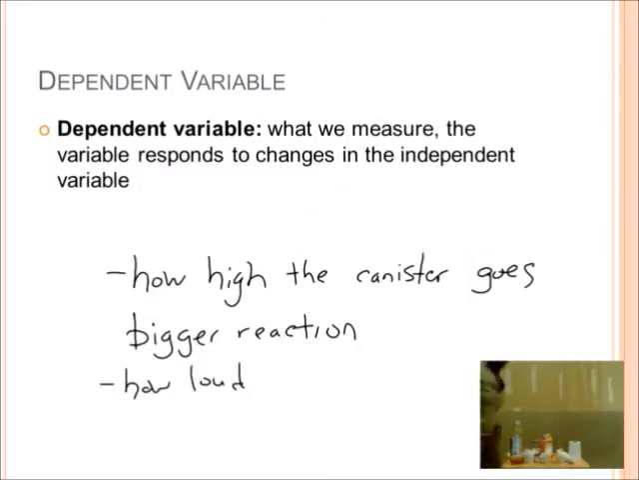The dependent variable is what we measure in an experiment. For this particular experiment, we could measure how high the canister goes, how big the reaction is, how loud the reaction is. Those are all different things we can measure. The independent variable affects the dependent variable. Think about this: if you are dependent, that means that you rely on somebody else. The dependent variable relies on the independent variable. In this case, the amount of baking soda that we add affects how high the canister goes, how big the reaction is, how loud the reaction is.